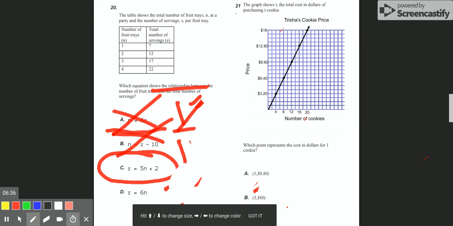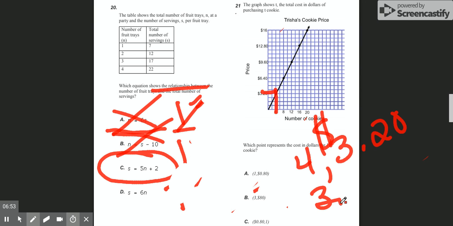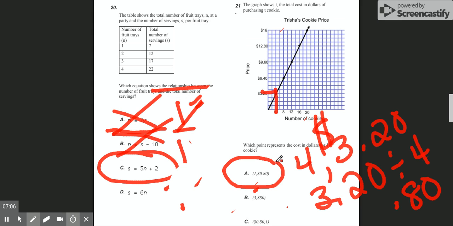Okay, number 21, it wants to know what is the price of one cookie. So we can look at our chart and see where it matches up. So right here we got 4 cookies, and that cost us $3.20. So we know that we take price divided by quantity. So we take $3.20 and divide it by 4, and that would get us 80 cents. So we want to know how much is one cookie. So one cookie right here is 80 cents.